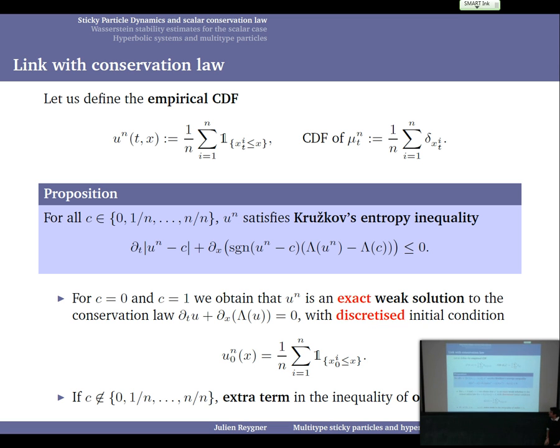And the first result we can state is that if you take c on the grid of mesh 1 over n here, then the empirical cumulative distribution function, so at n fixed, already satisfies the entropy condition of Kruzkov here. So I will explain this.